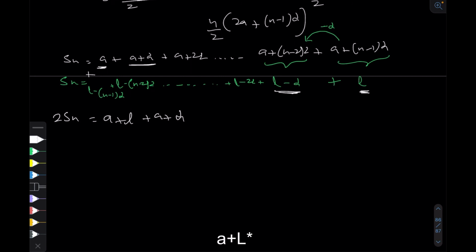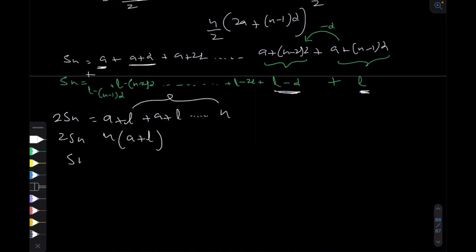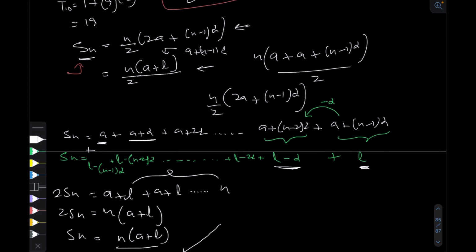This a plus l will continue n times, because there are n terms. So I can just write this as n times a plus l, because there are n of these adding together. So 2Sn is n times a plus l. So Sn will just be n times a plus l over 2, and this is our sum formula. And of course, if n over 2 times a plus l is true, the other formula has to be true, because they're both basically the same thing. All right, and this is all there is for arithmetic progression. There's not really anything more to it.